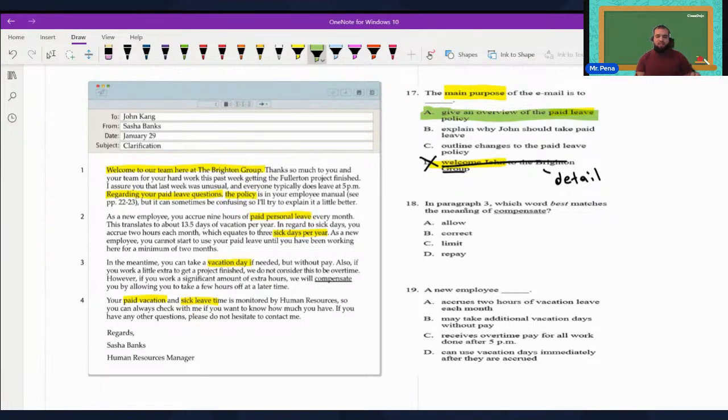Now we go on to number 18. Oh, and if you have any questions, leave it down in the comments below. I will be happy to address them. 18 says, in paragraph 3, which word best matches the meaning of compensate? So we got to look for the word compensate. And this is paragraph 1, paragraph 2, paragraph 3, paragraph 4. Okay.